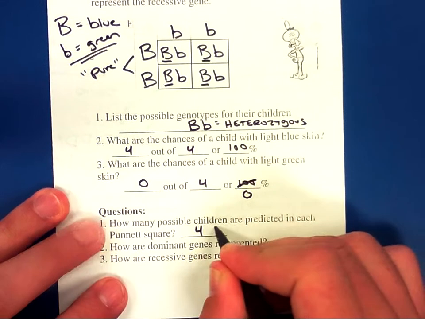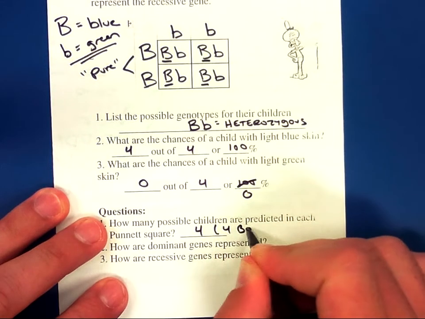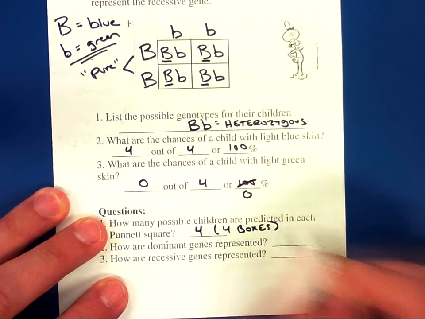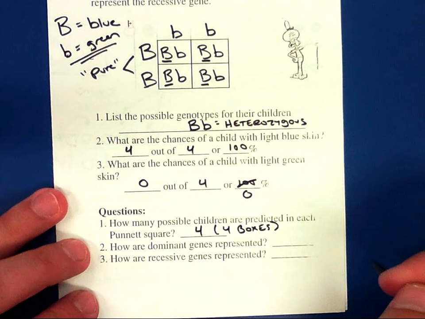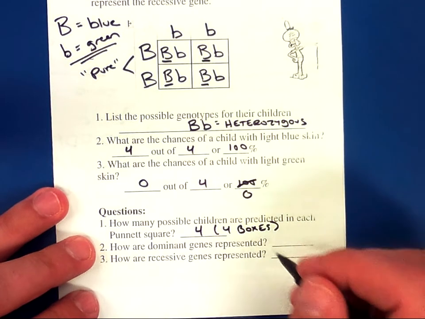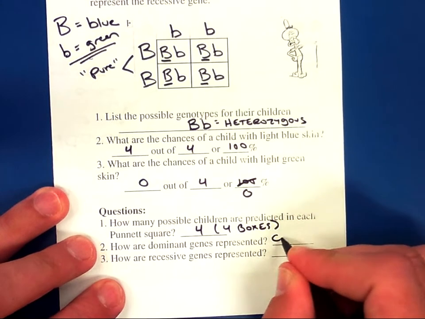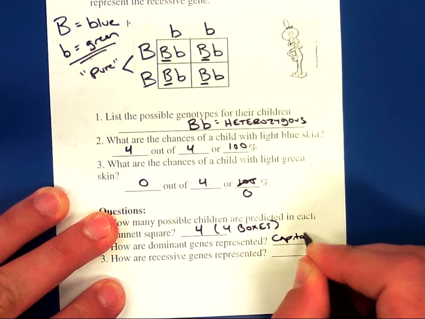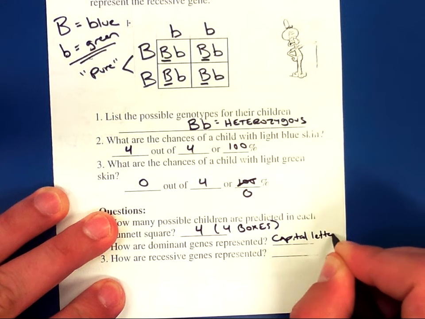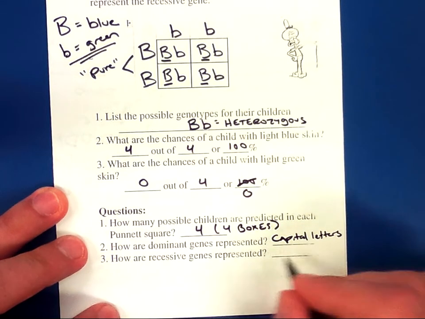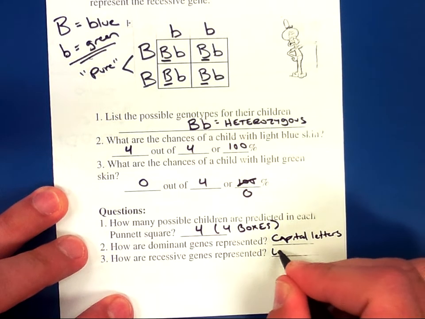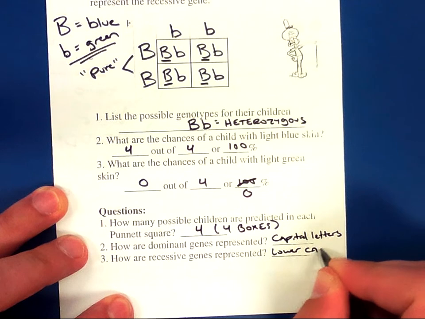4. There's 4 boxes. Each one is a child. How are dominant genes represented in a Punnett square? Capital letters. And how are recessive? Lowercase.